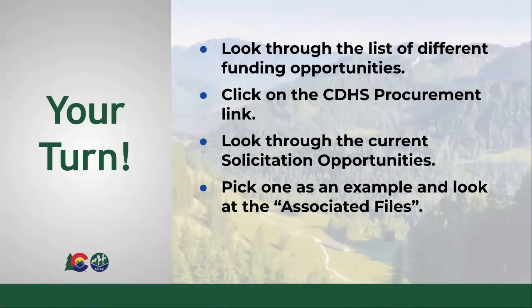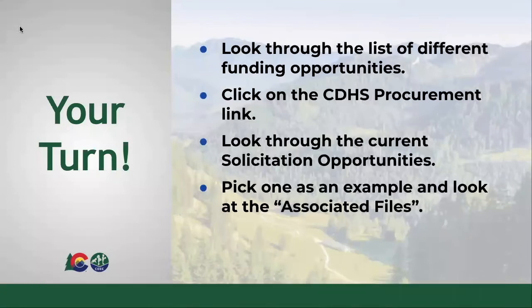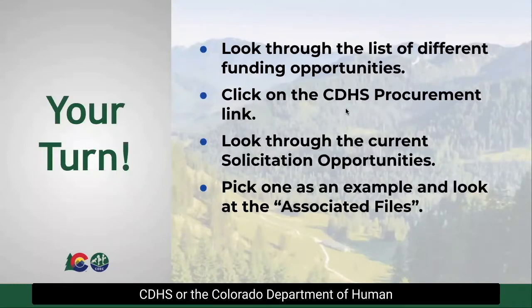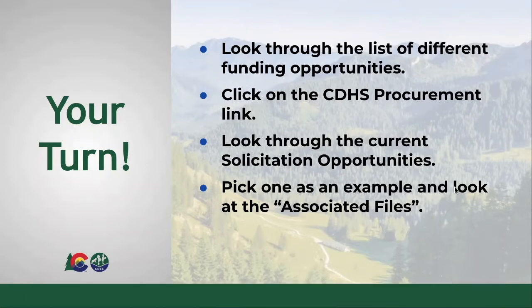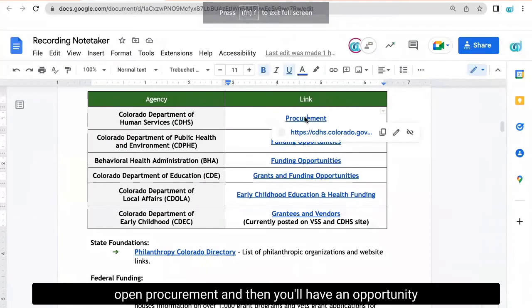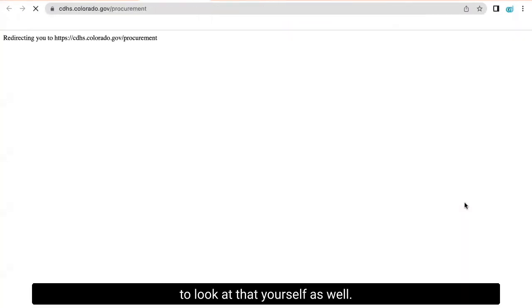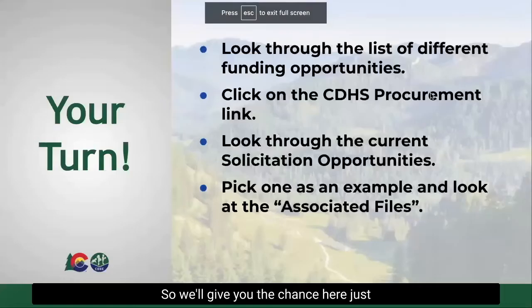So what we're going to do is we're going to invite you to open up the note taker that you have and look through the different funding opportunities. You're going to then click on the CDHS, or the Colorado Department of Human Services procurement link. Look through the current solicitation opportunities they have there. CDHS is interesting in that they post their procurement both on that website and VSS that we just talked about. Pick one as an example and look at the associated files. So you're going to come here and then open procurement, and then you'll have an opportunity to look at that yourself as well. So we'll give you the chance here just to pause for a moment and do that quick activity.